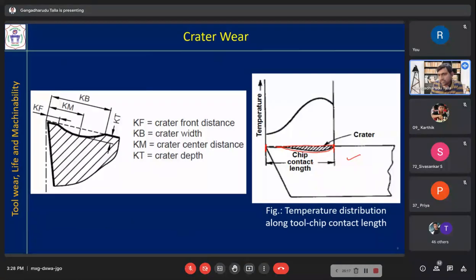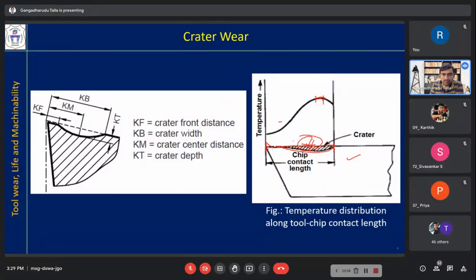So chip is in contact with the rake surface, but the contacting force is high towards this area, isn't it? Here it is very less because there is some gap here. And if you see the temperature during the cutting process, high temperature may be around this region, just a little bit away from the cutting edge, not exactly at the cutting edge. So wherever the temperature is high, at that region, almost you will have the high crater depth.